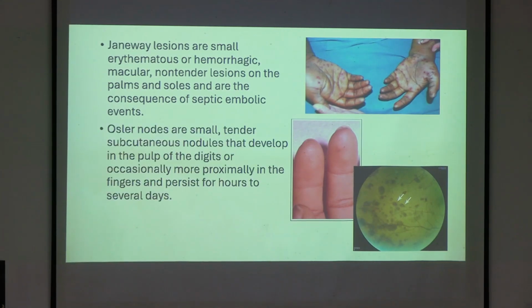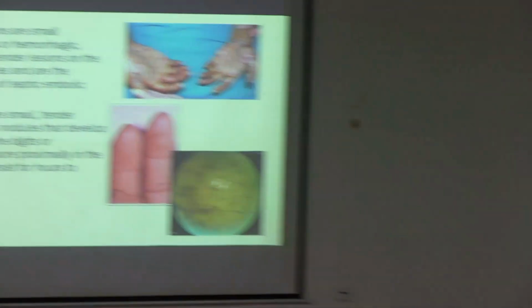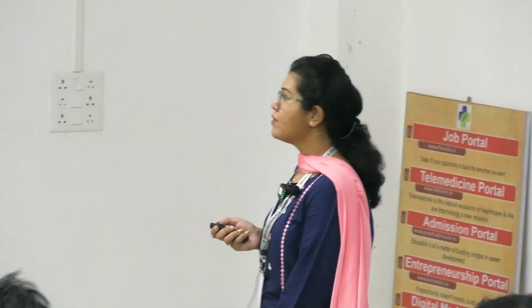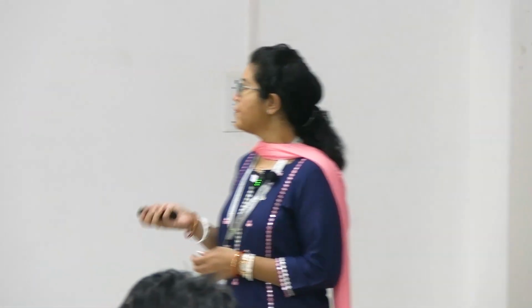Next one is Osler's node. Why have I told non-tender? Because Osler's node, maybe you can't appreciate here, but they are very tender nodules, okay. They are seen in the tip or pulp of the fingertips, okay. So Osler's nodes are small, tender, subcutaneous nodules that develop in the pulp of the digits or occasionally more proximally in the fingers and persist for hours to several days, okay.